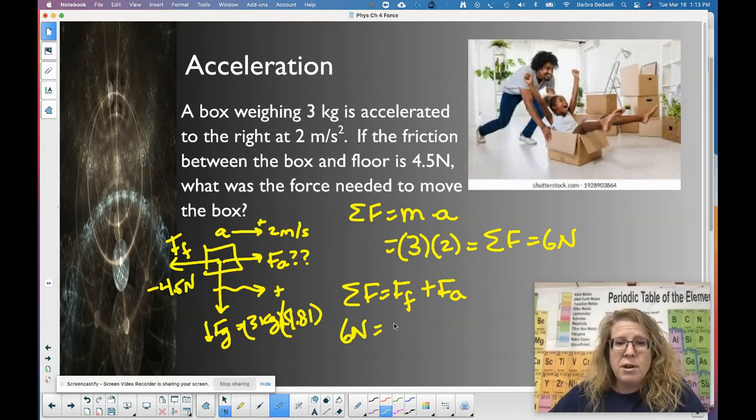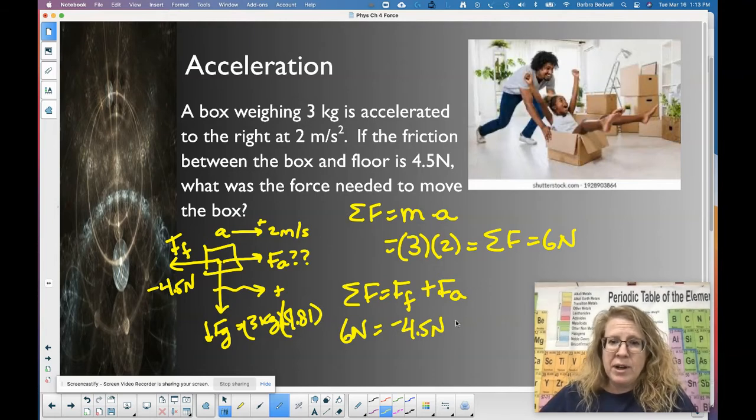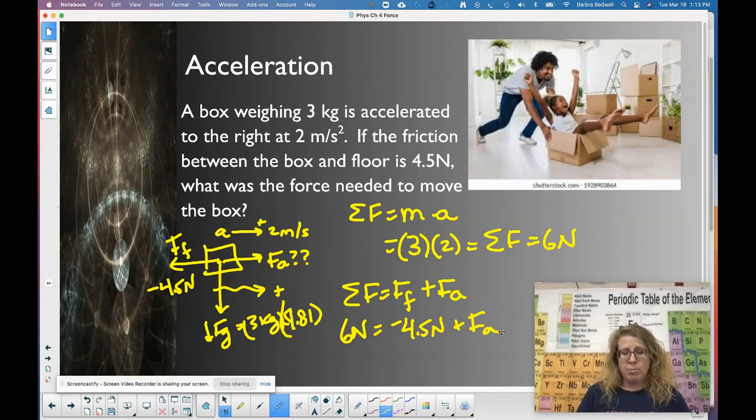Friction force is negative 4.5 newtons. Why? Because again, it's moving to the right, and friction force is fighting it. It's going to the left. And then we can figure out what our applied force is. So now it's just a matter of solving for what our applied force is.